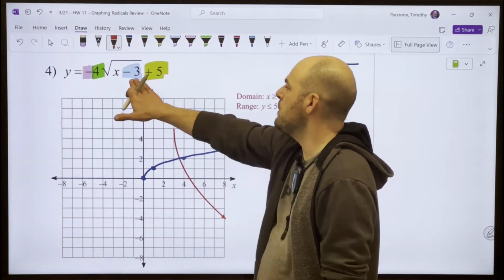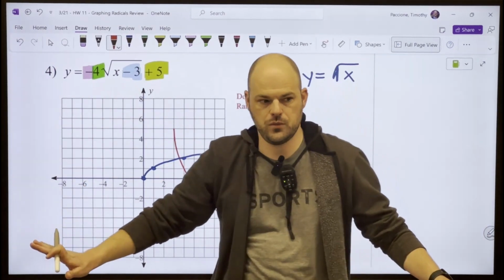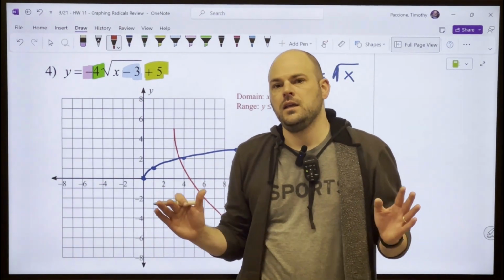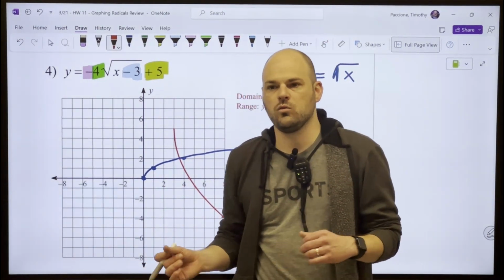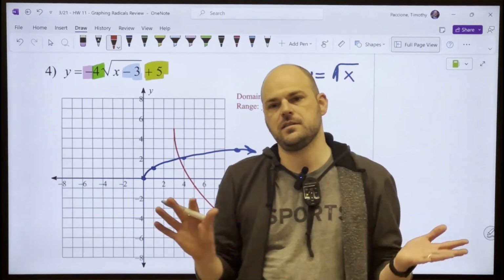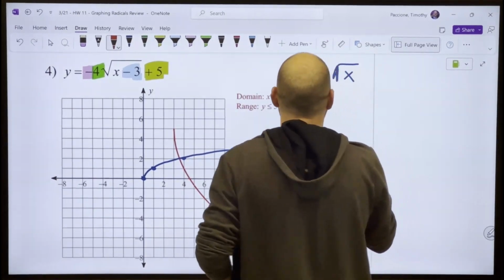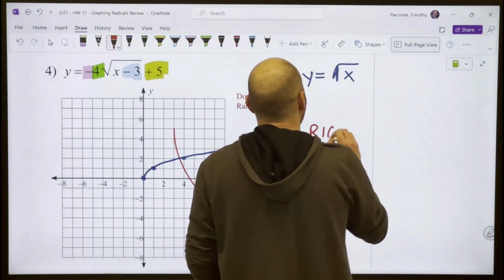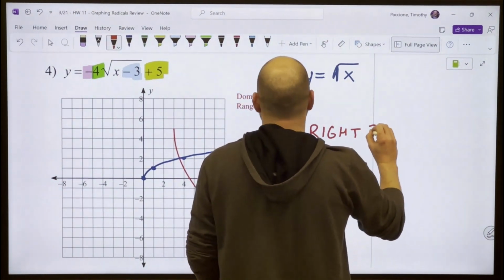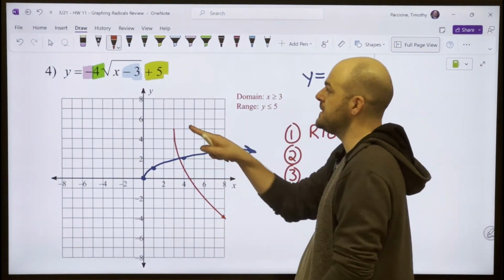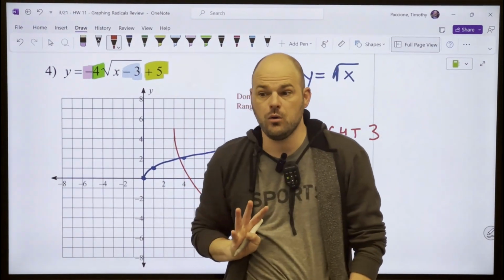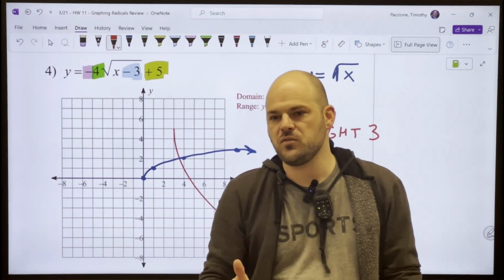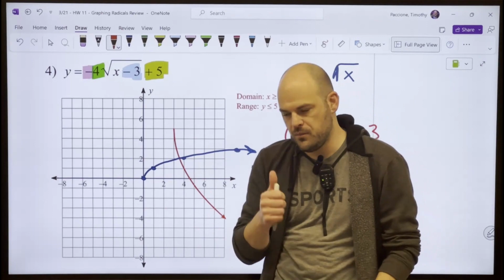Now, anybody remember what underneath makes you move, right or left? And annoyingly, the negative makes you go right to a positive direction. That's just this weird thing that happens. We know why it happens, but it's still kind of counterintuitive. So we're going right how many? 3. But the good news is on the outside where you go up or down, it's not annoying. It says +5, so you know you can go up 5.